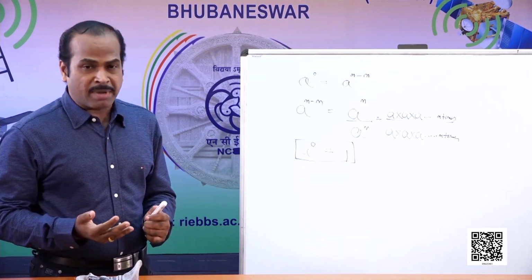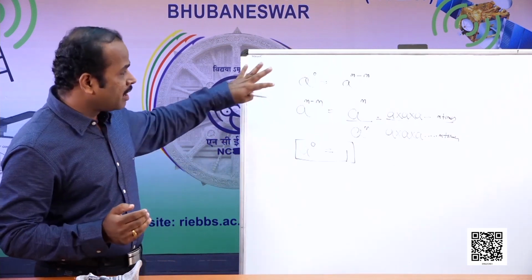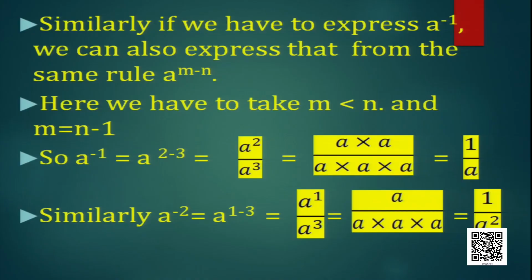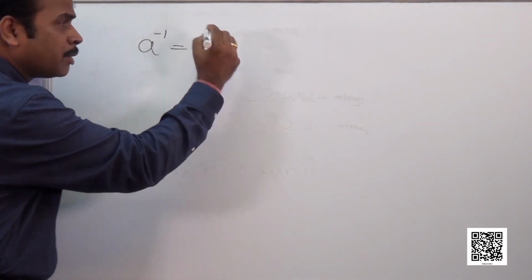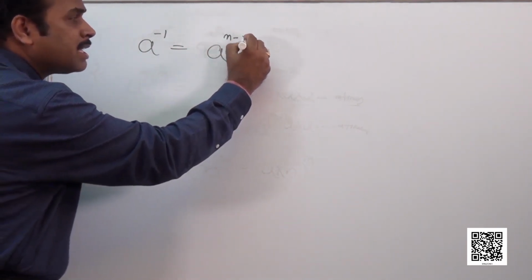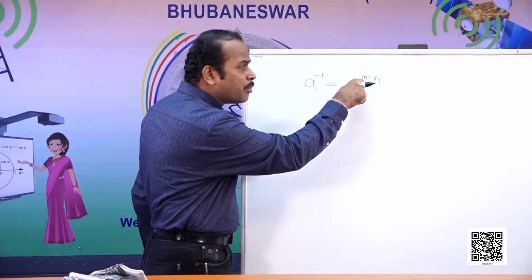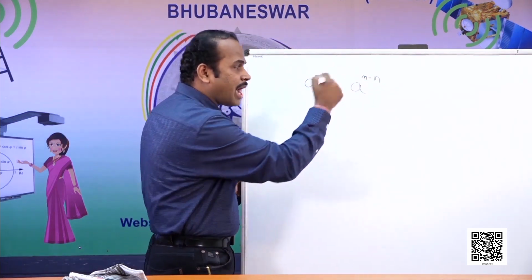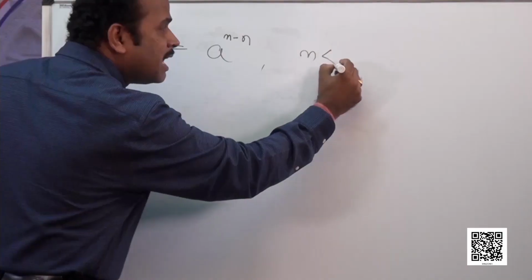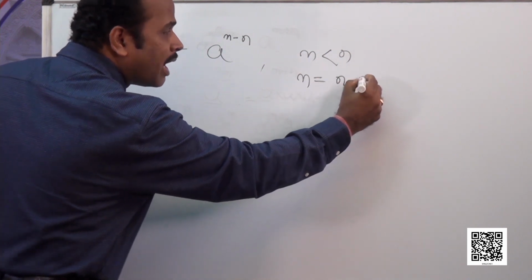But if we need to express a to the power minus 1, then what changes will happen in the same law? Let us see again. If I want to make a to the power minus 1, in the same format, a to the power m minus n form, I have to choose m such that m will be less than n, and m will be equal to n minus 1.